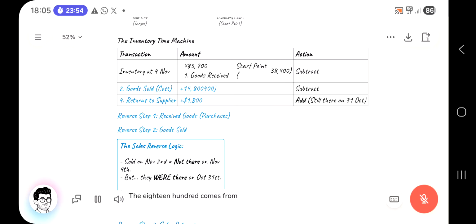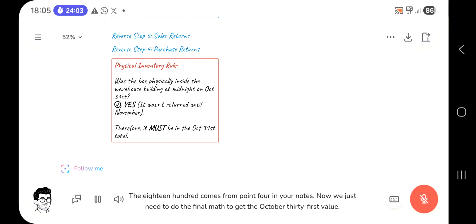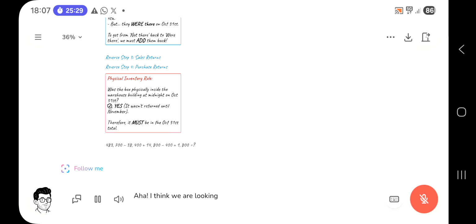The 1800 comes from 0.4 in your notes. Now we just need to do the final math to get the October 31st value. If you crunch those numbers, what's the final answer for closing inventory? Aha! I think we are looking at 0.4 differently.